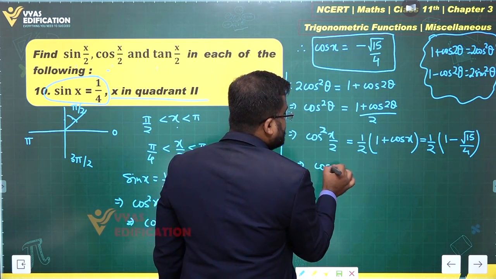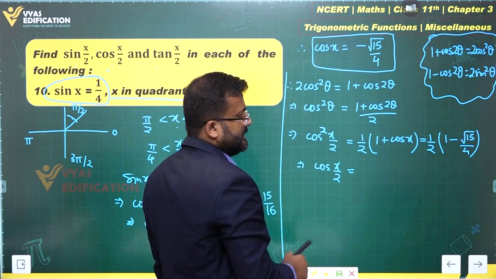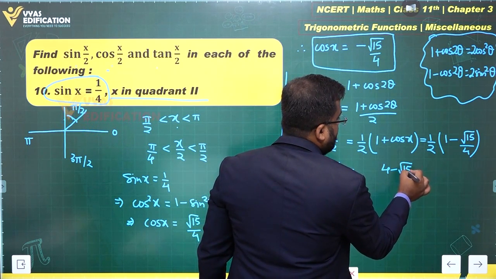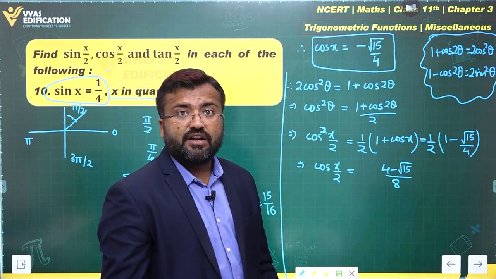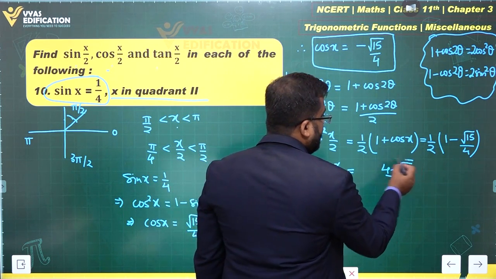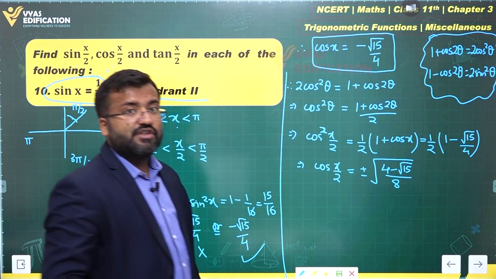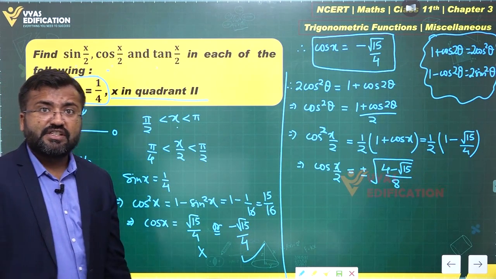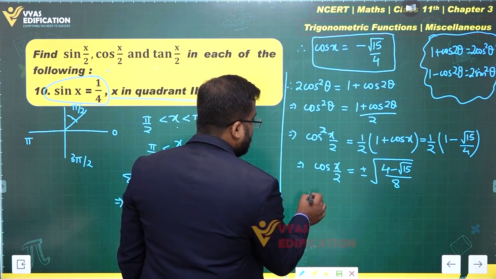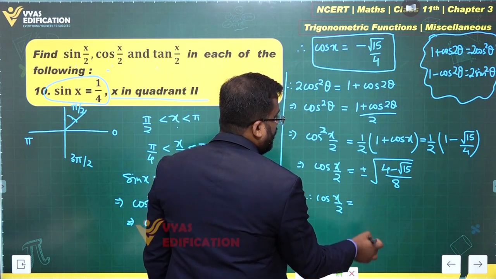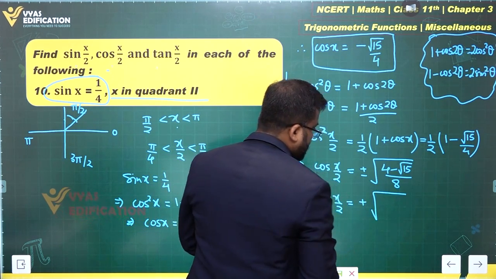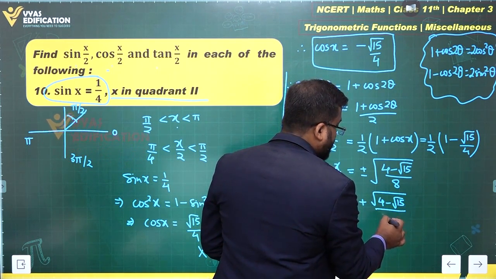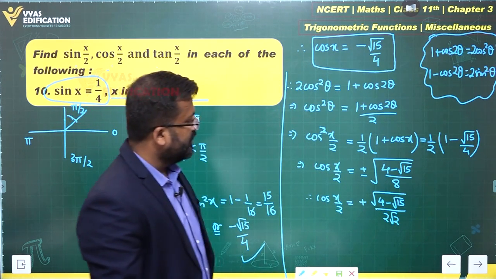This gives me cos x by 2 will be equal to under root of that. Okay. What you have over here is, let's simplify that, 4 minus square root of 15 over 8. Please note that. 4 minus square root of 15 over 8. And we take the under root, we take the plus or the minus. Cos x by 2 is equal to plus or minus this. Okay. Now, since x by 2 lies in the first quadrant, obviously the positive value will be considered, negative value will be rejected. Therefore, cos x by 2 is equal to plus square root of, let's write the simplified version, 4 minus square root of 15 over square root of 8, which is 2 root 2. Right? This is what you get.